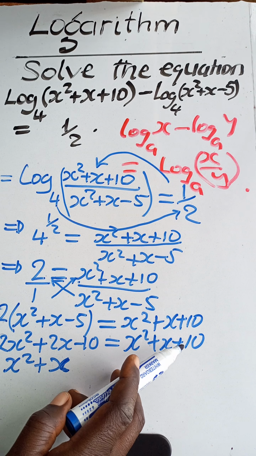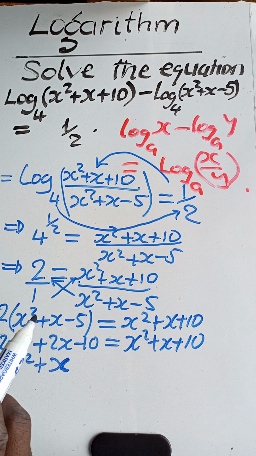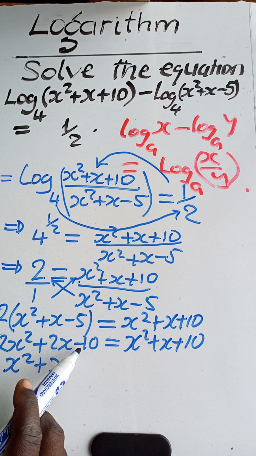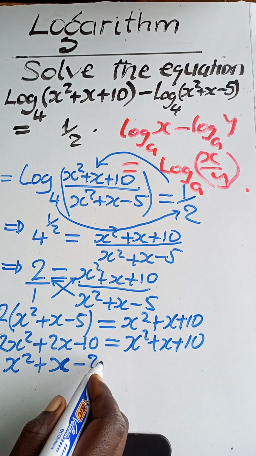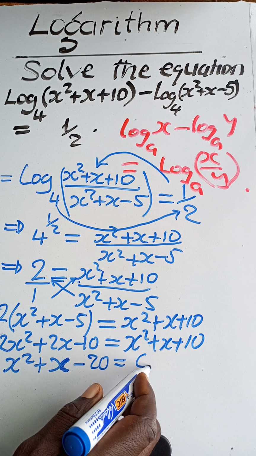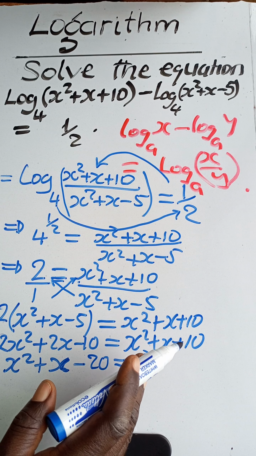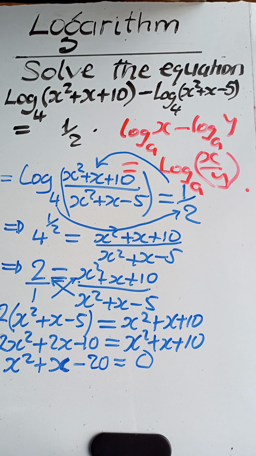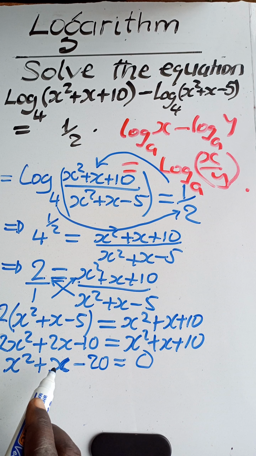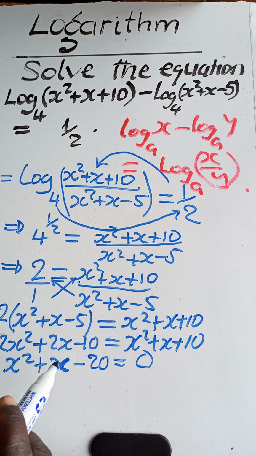All right, this is positive 10. Bringing it over this way becomes negative. We already have negative 10 here. So negative 10 minus 10, negative 20, equals 0 now. We have successfully transferred all that was on the right hand side to the left hand side and simplified at the same time. So finally, we end up with this quadratic expression. We have x squared plus x minus 20 giving us 0.